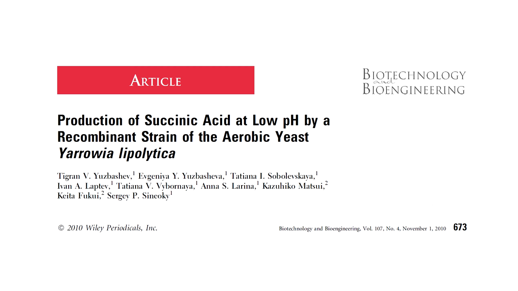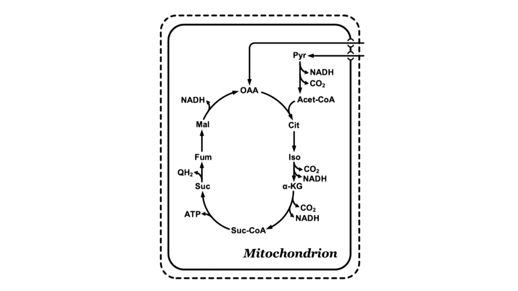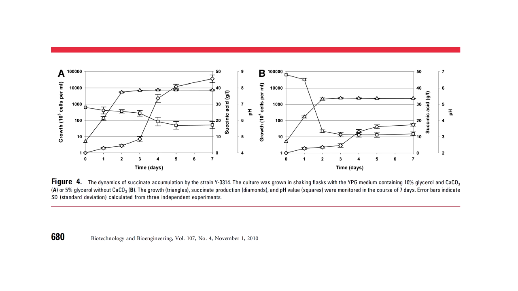In previous work, interruption of the TCA cycle at the succinate dehydrogenase reaction allowed us to isolate a weakly growing Yarrowia strain that, however, was able to accumulate 17 grams per liter of succinic acid without buffering. In this study, we describe a multi-step adaptive selection of this strain to improve its properties as a producer.